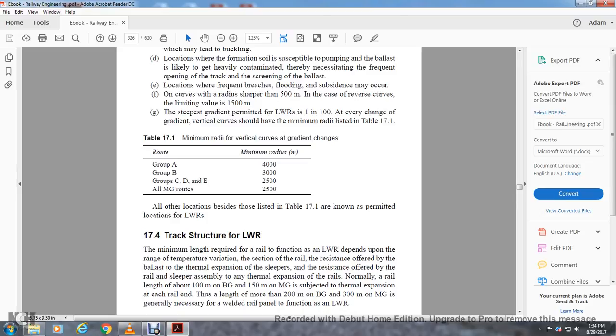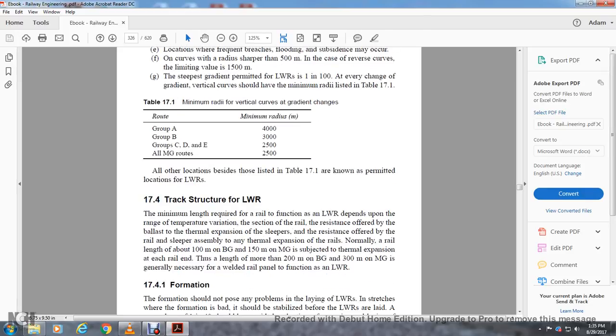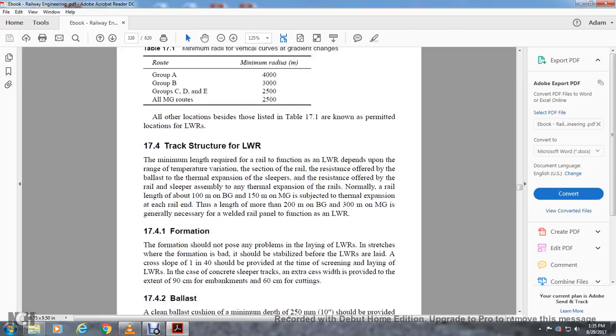17.4 Track structure of a long welded rail. The minimum length required for the rail to function as a long welded rail depends upon the range of temperature variation, the resistance offered by the ballast, the thermal expansion of the sleepers, and the resistance offered by the rail and sleeper assembly. Normally a rail length of about 100 meters on broad gauge and 150 meters on meter gauge is subject to thermal expansion at each end of the rail. A length of more than 200 meters on broad gauge and 300 meters on meter gauge is generally necessary for the welded rail. Panels functioning limited are not long welded rail.